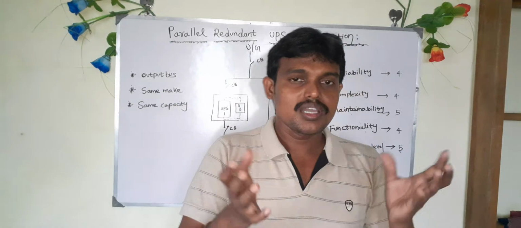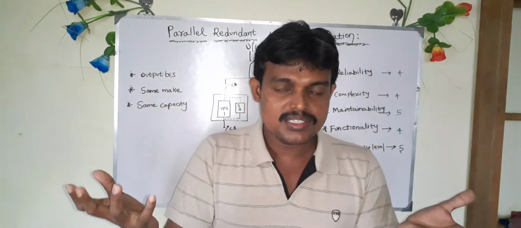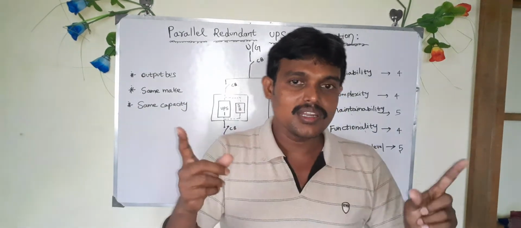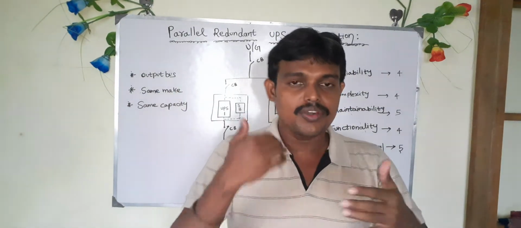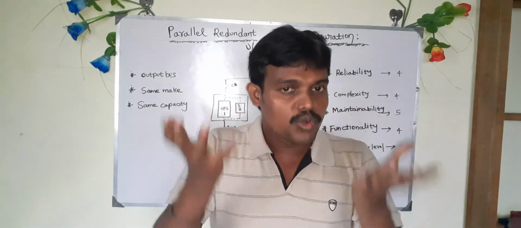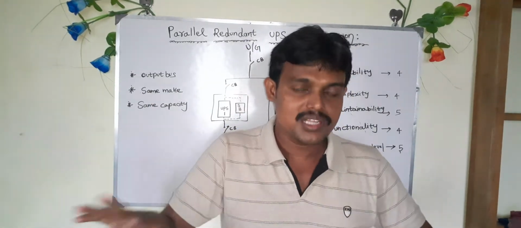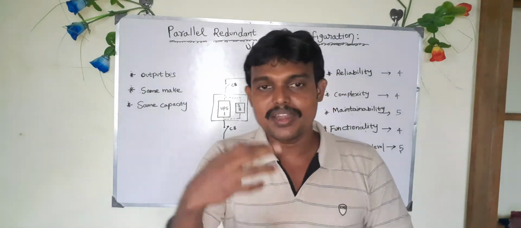So in the parallel redundant configuration, assume there are two UPS, and generally both the UPS can be connected to different sources or to the same source input. I am talking about input. For the output part, the outputs of both the UPS should be connected to the same bus, and that is called a parallel system.